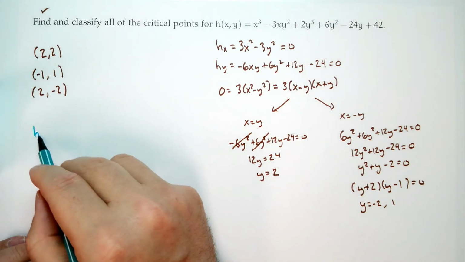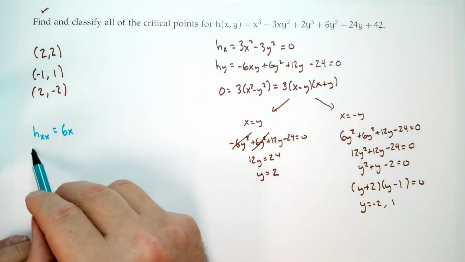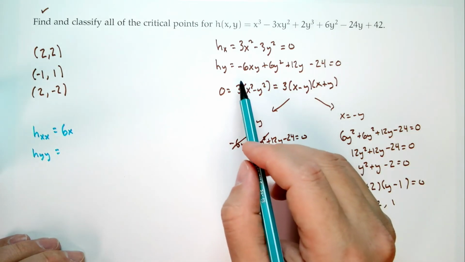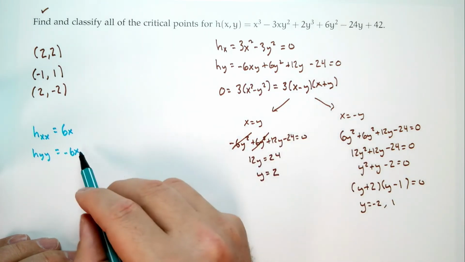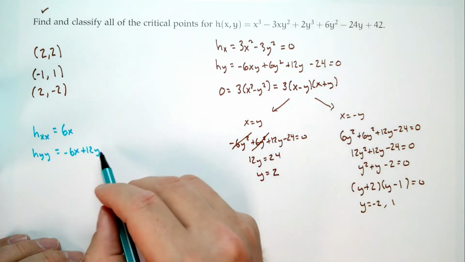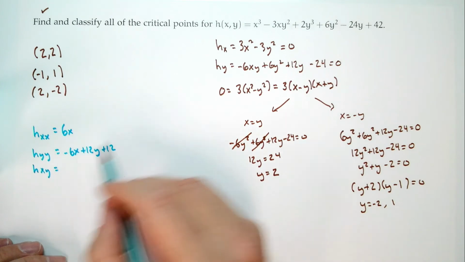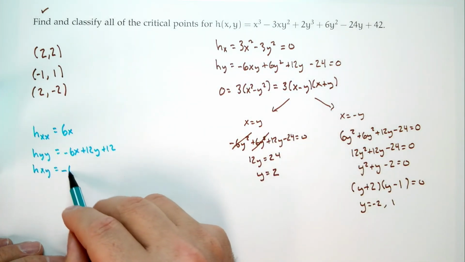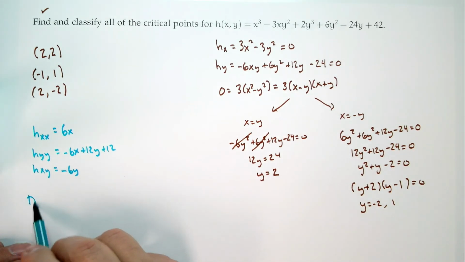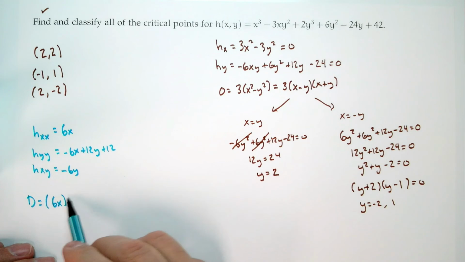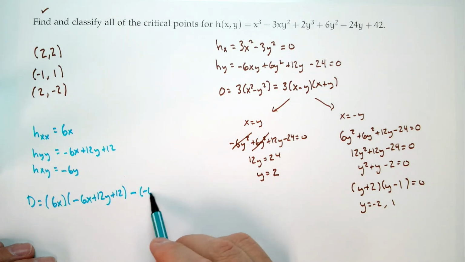So we write down all our second order derivatives. h_xx. Well, not so bad. 6x. h_yy. What is that? Well, that's going to be a little bit longer. Minus 6x plus 12y plus 12. All right, good. And of course, h_xy should be, take derivative with respect to y, negative 6y. I get the same thing if I took the derivative with respect to x. So, we get that our D is 6x times negative 6x plus 12y plus 12, minus negative 6y squared.